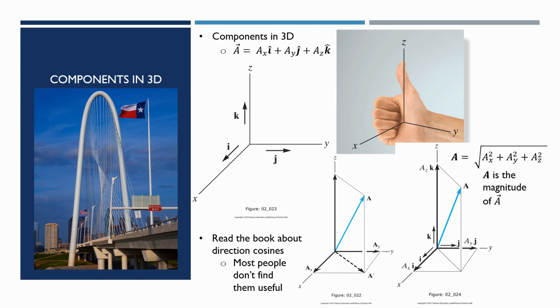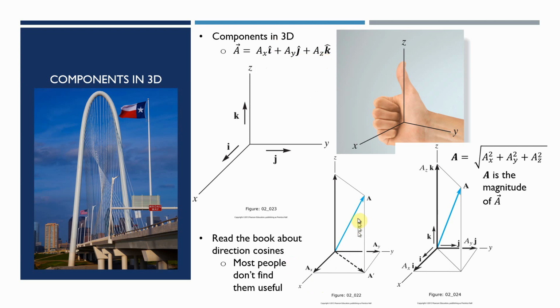We're going to talk about components in three directions now, in three dimensions. The vector can be decomposed into three different directions: Ax times i hat, Ay times j hat, Az times k hat. The i hat, j hat, and k hat tell us the direction. Ax, Ay, and Az tell us the magnitude.